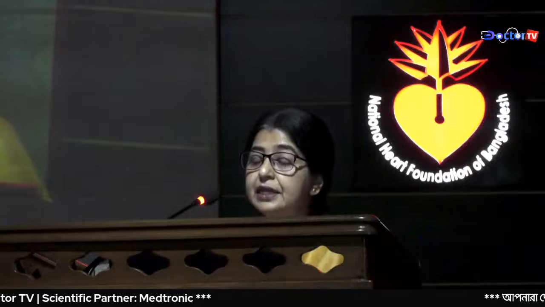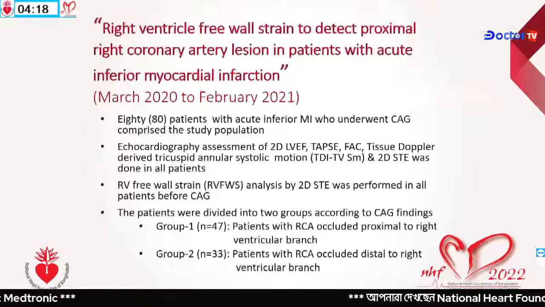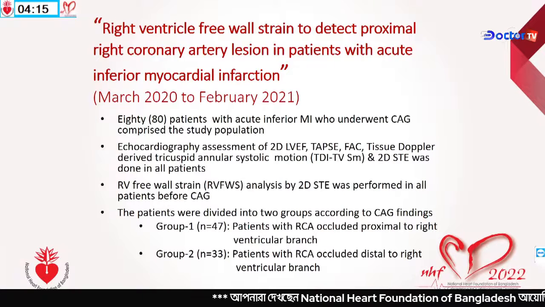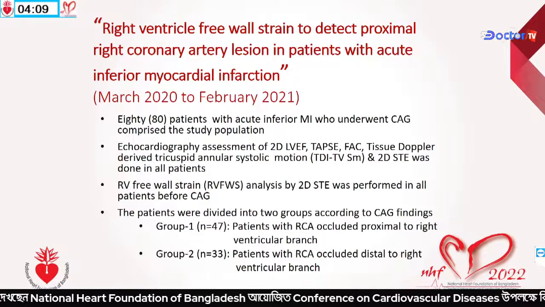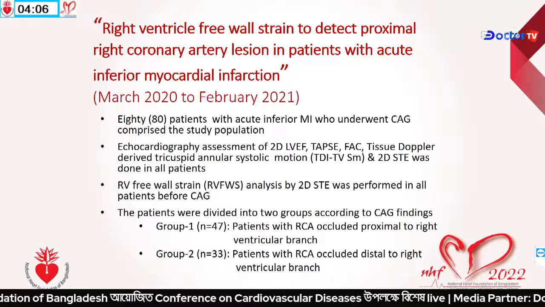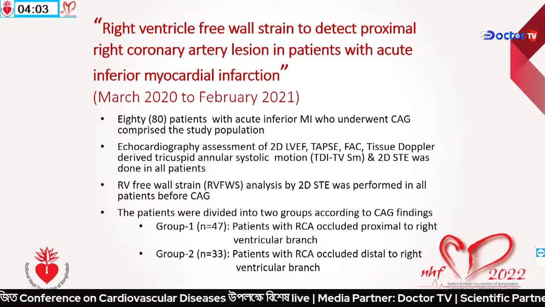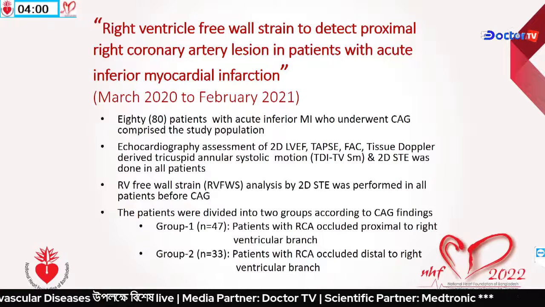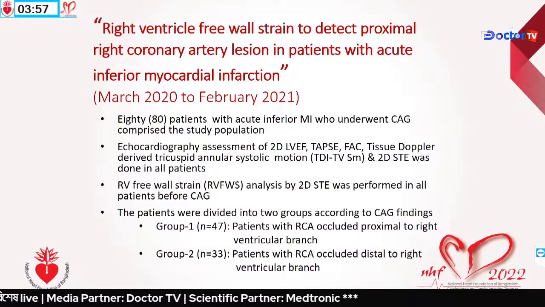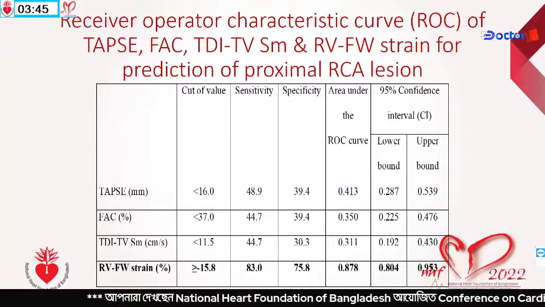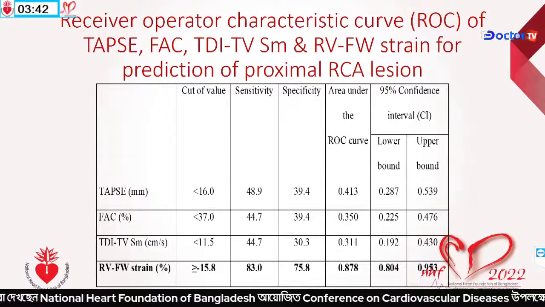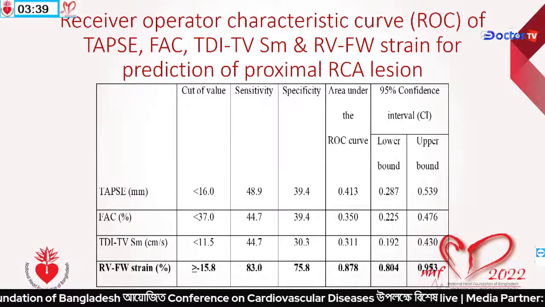We did another study in patients with CAD using RV strain. Here, 80 patients with acute inferior MI who underwent coronary angiogram comprised the study population. Along with the conventional echo parameters, 2D STE was done in all patients, and RV free wall strain analysis by 2D STE was performed in all patients before coronary angiogram. There were 47 patients who had RCA occluded proximal to the RV branch and 33 patients with RCA occluded distal to the RV branch. And we have found that RV free wall strain with a cutoff value of more than minus 15.8 showed good sensitivity and specificity for identifying proximal RCA lesion.